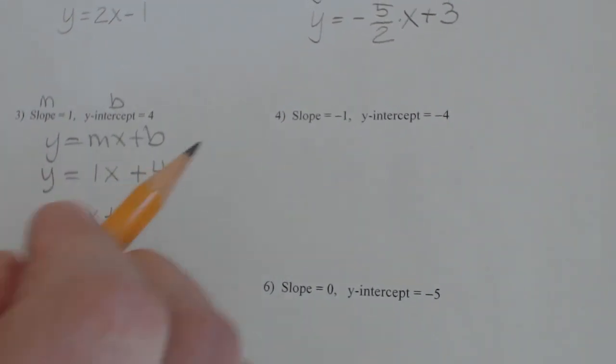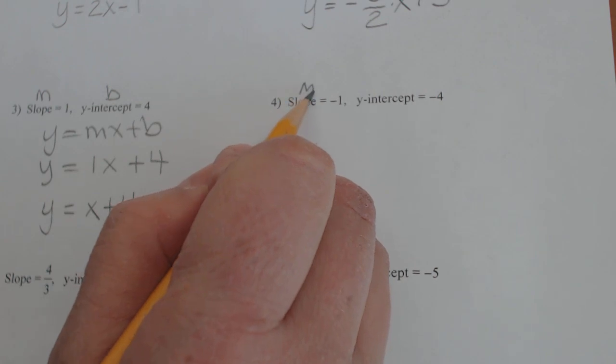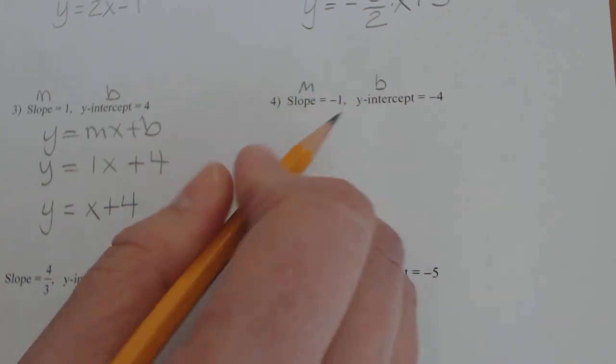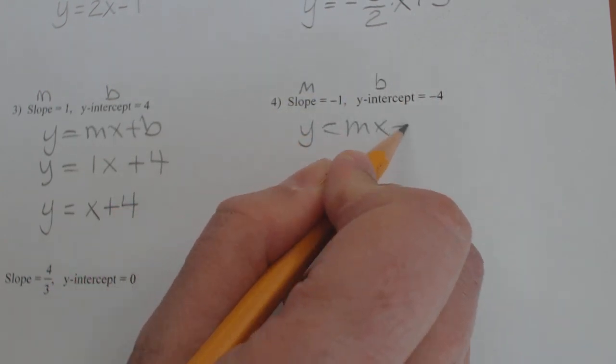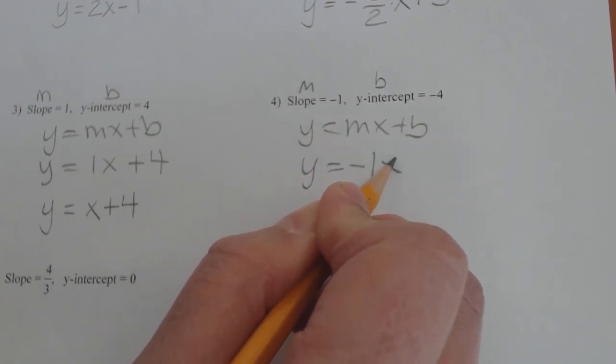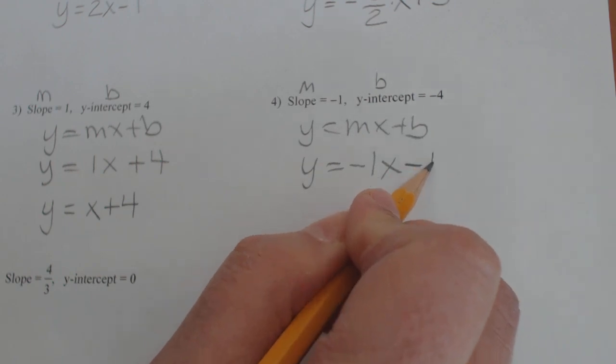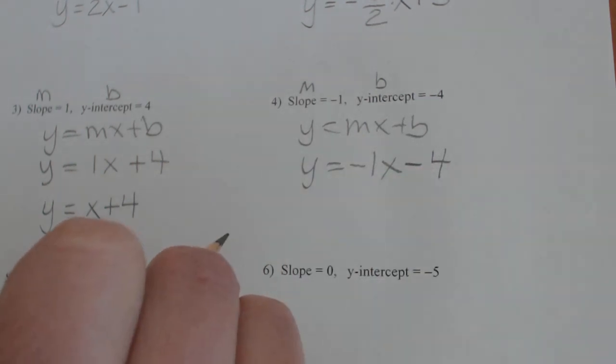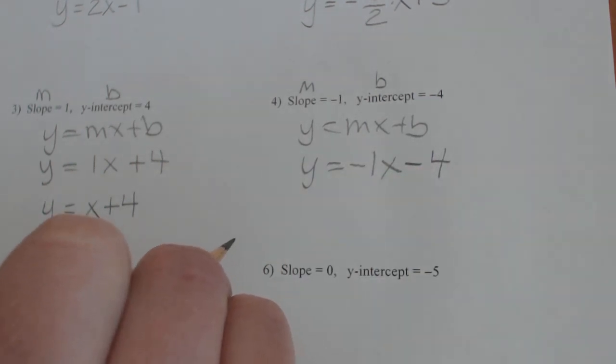Okay, next for number 4, we have our slope m, and we have our y-intercept b. Y equals mx plus b. Y equals, substituting -1 in for m, substituting -4 in, so y equals -1x minus 4.